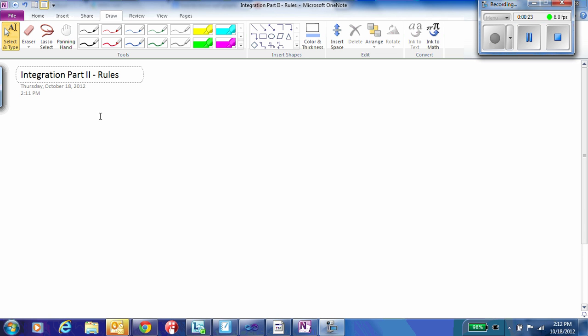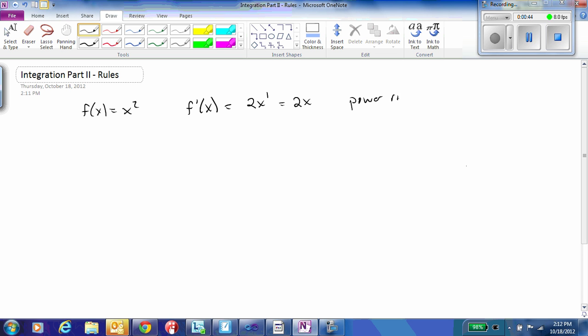So let's take, for example, if I have the function f of x equals x squared. We know that by the power rule, f prime of x is equal to 2x to the first power, or just 2x. We've used the power rule for differentiation and reduced the power by 1 and brought the power down in front. So the derivative of x to the n is n x to the n minus 1.